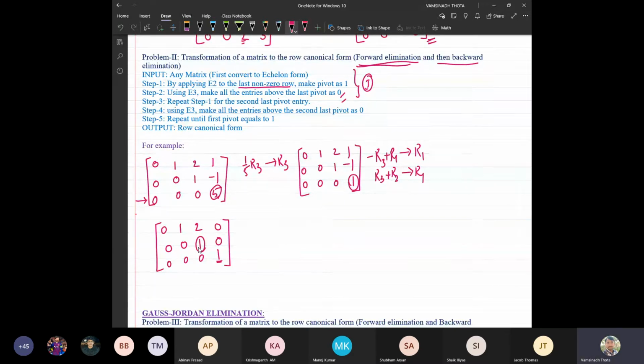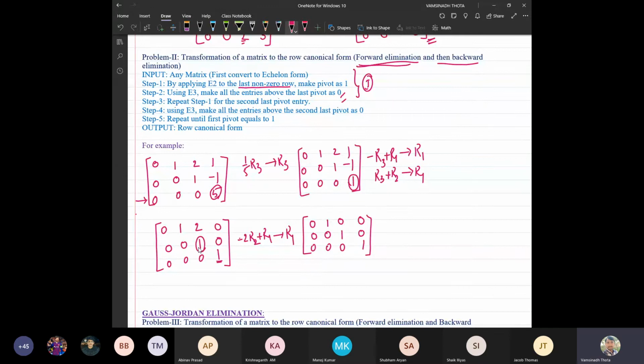Now what do we have to do? Only R1 should be changed. R1 should be replaced with what? Minus 2 times R2 plus R1 replaces R1. Thus, what will you get? 0 is not affected, 1 is not affected, and the other entry became 0, already 0. So we get 0, 0, 1, 0, 0, 0, 1. Right. Now the third step is also done.